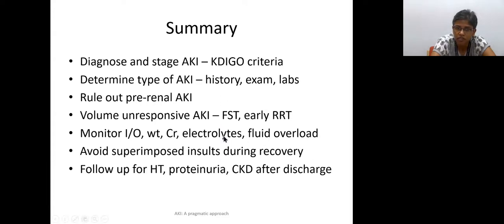Avoid any insults during recovery, and even after discharge, regardless of whether the patient has completely recovered or not, you must follow up all such patients for hypertension, proteinuria, and chronic kidney disease after discharge.